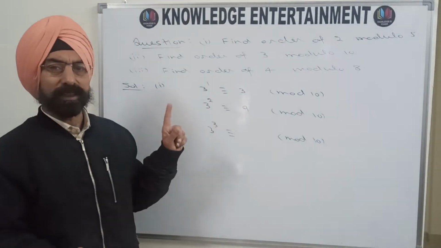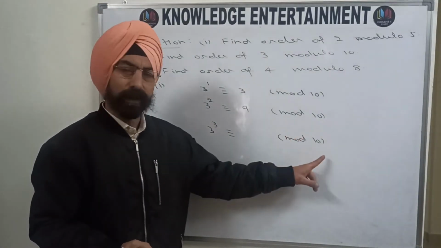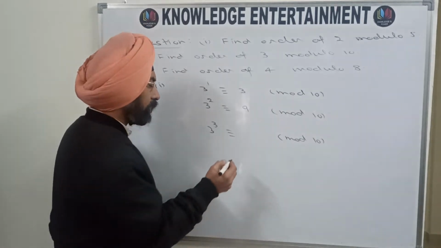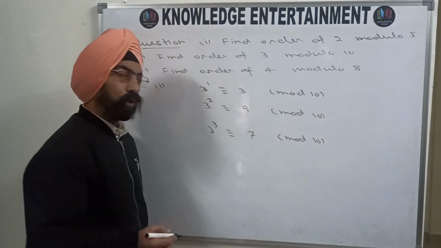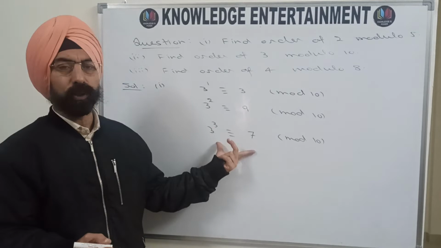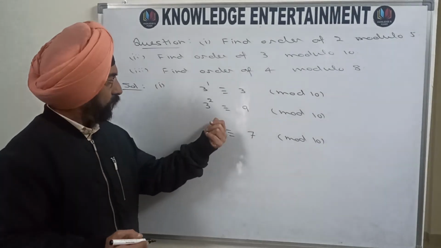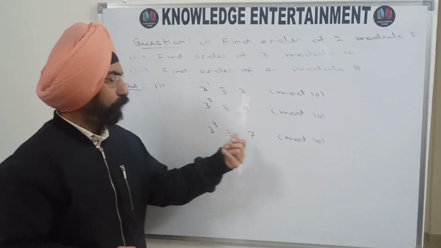3 power 3 is 27. 27 when divided by 10 will give you remainder 7. So it is congruent to 7 modulo 10. Once again it is not congruent to 1. So that means 3 is also not the order of 3 modulo 10.